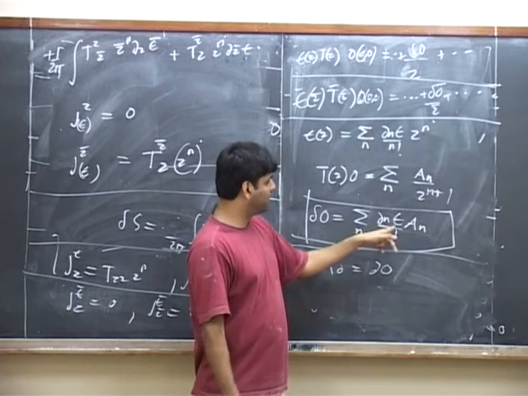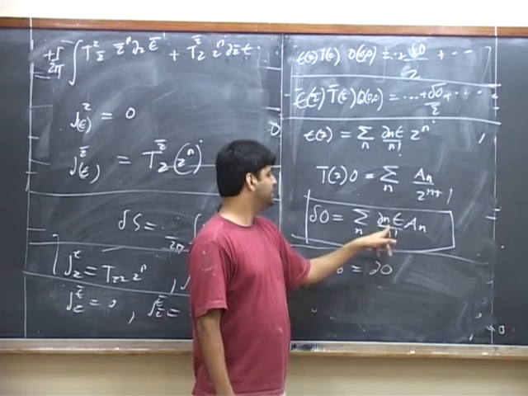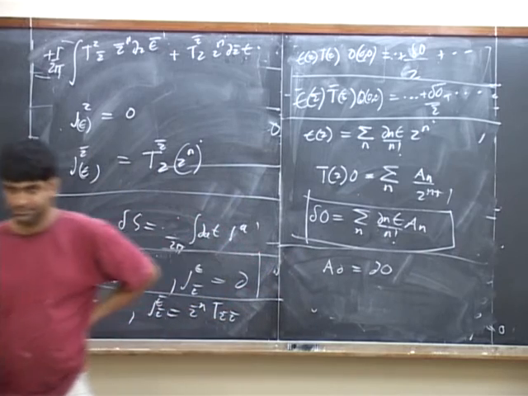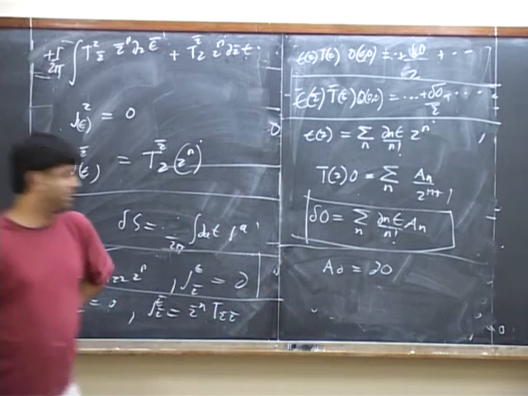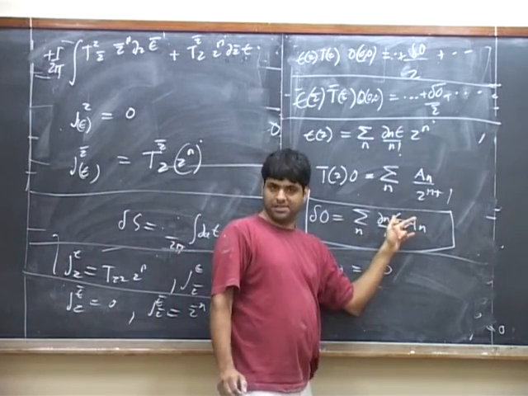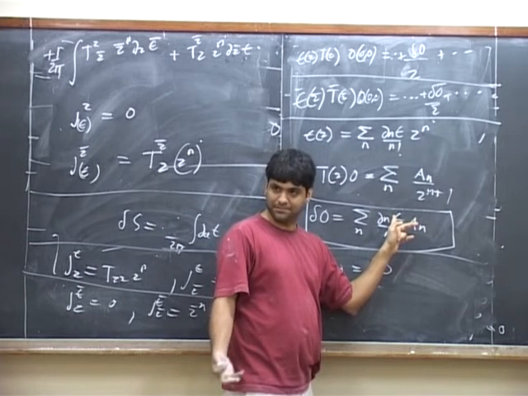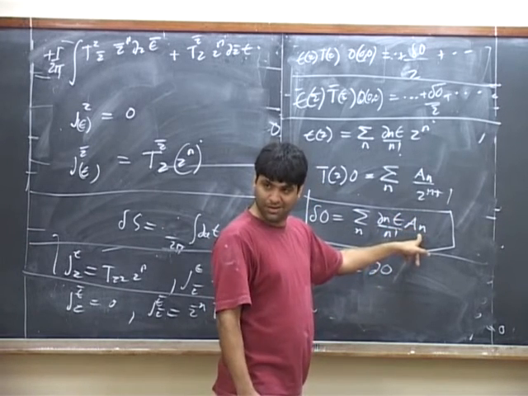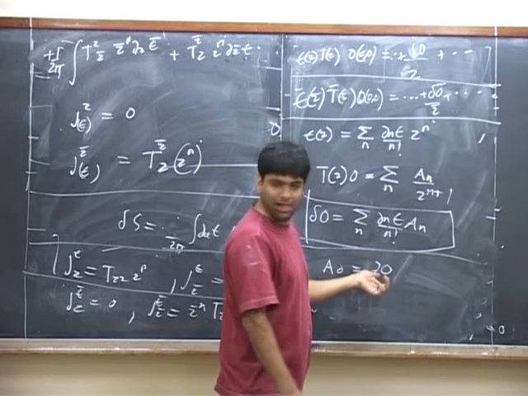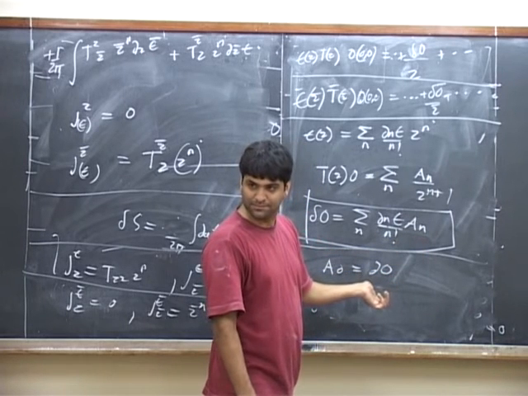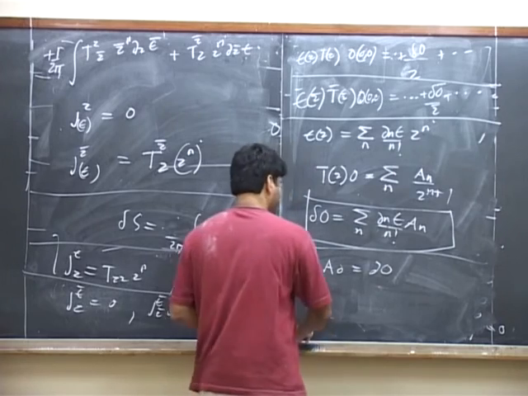But according to this formula, the only term that contributes is when n is equal to 0, because all other terms are 0, because del n of epsilon is 0. It's constant. So A0 is delta.